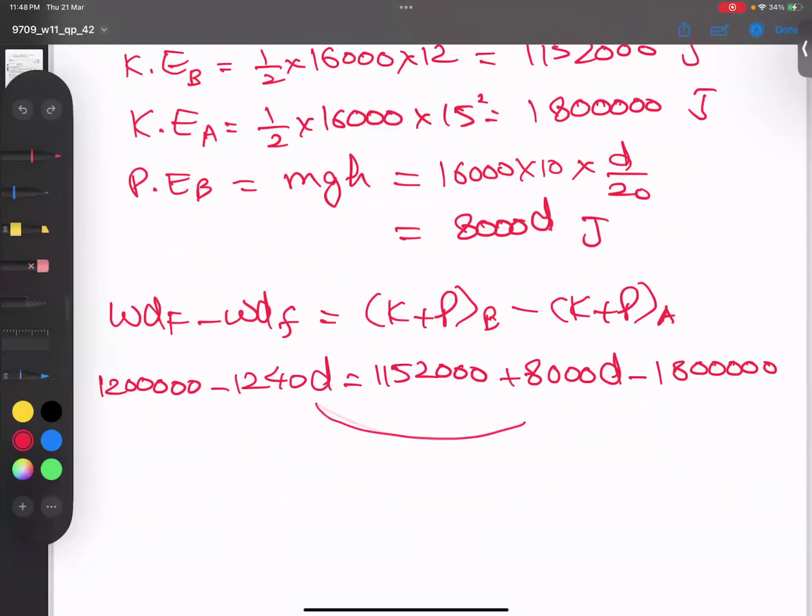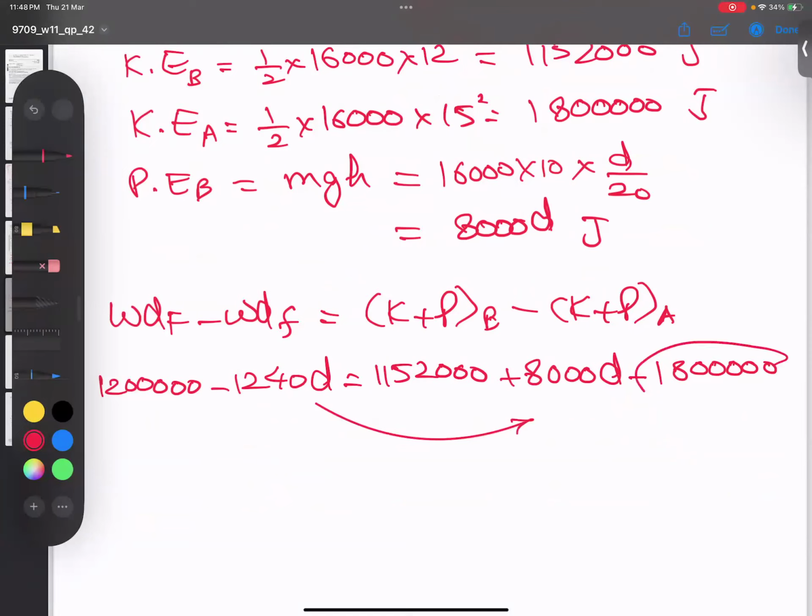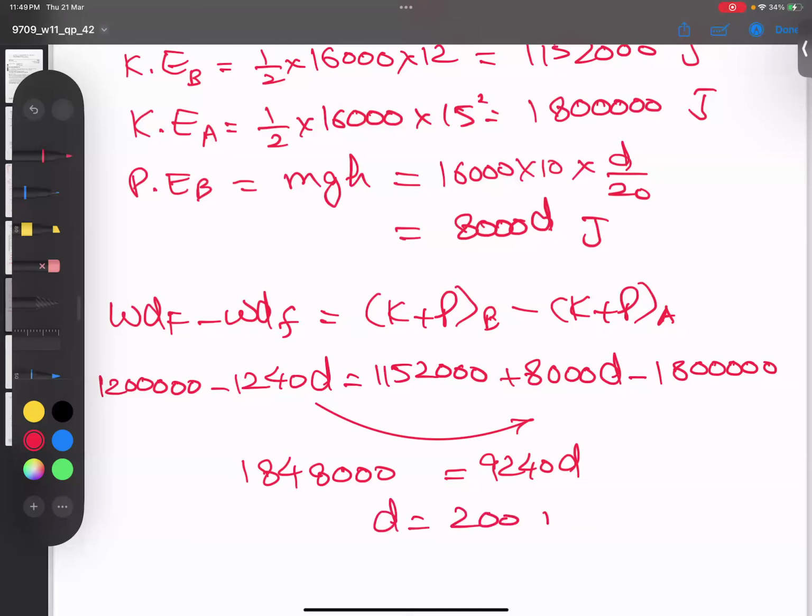So the d term will come on this side, and these two values will go to the left hand side. Wait a minute, see, 1240 plus 8,000, I'm getting 9240 d. On the other side, 1, 2, and 5 zeros, minus 1, 1, 5, 2, and 3 zeros, and plus 1, 8, and 5 zeros. I get 1, 8, 4, 8, and 3 zeros. It goes and divides this side. And if I divide by 9240, my answer comes out sharp at 200 meters, not even a decimal.